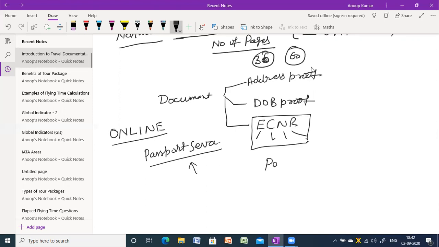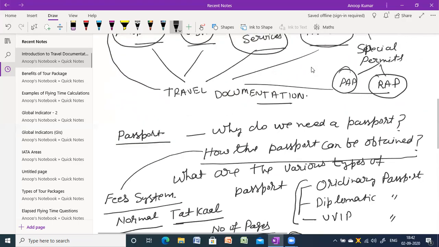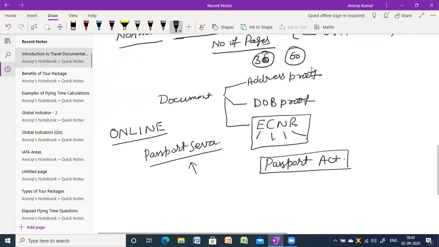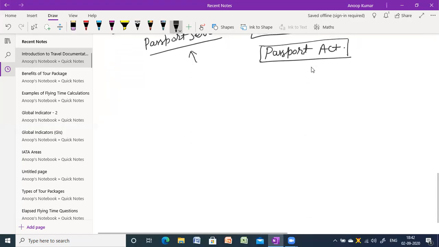Further, we will also study some brief introduction about our Passport Act also. There are certain penalties in various circumstances, so we will study about those penalties also. So all these things are covered in one unit, and that is related to passport. We will study in detail about the passport.